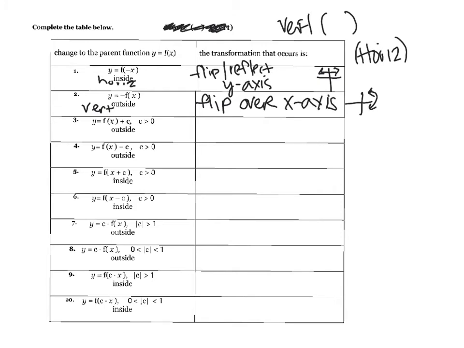Okay, when you add a number, if you add a number C, you're going to shift up however many units that is. So there, use the letter C. If you subtract that same number, surprise, surprise, you go down that many units.